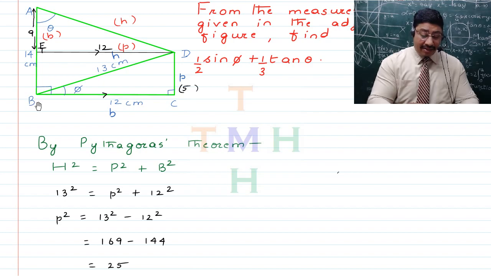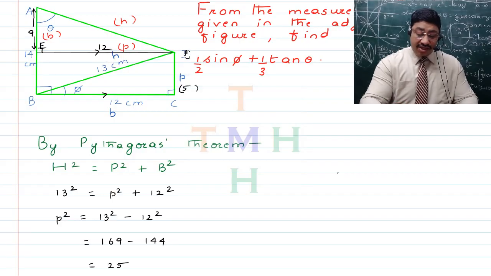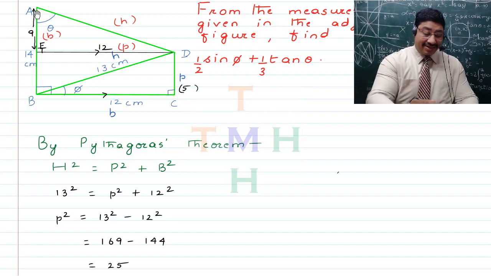Thus EDCB becomes a rectangle, and as opposite sides of a rectangle are equal, obviously this length ED also becomes equal to 12 centimeter. Now we've just found out this length to be 5, and this complete length is 14. As such, from 14, if you subtract 5, you will get 9, right? So 9 becomes the length of AE.